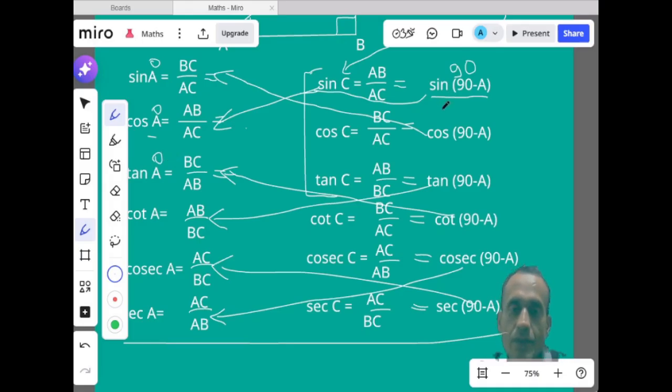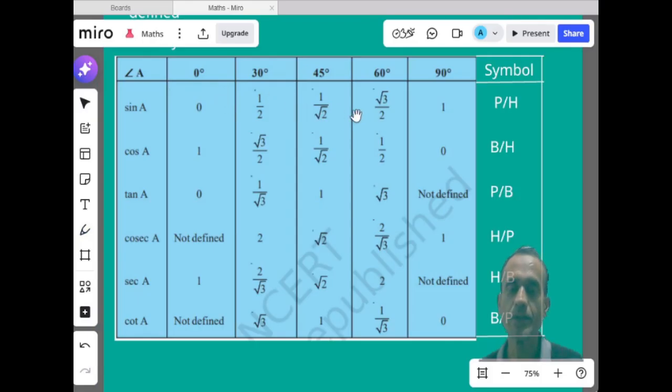Sin 90 is, you know, we found it previously. We can understand the relationship. If the value of A is 0 or 90 degree, then you see sin 90 minus 0. Suppose A is 0. So the value of C is 90 degree. Sin 0 is equal to cos 90. Let us see, sin 0 is 0, cos 90 is 0. Similarly, you can check for other values.